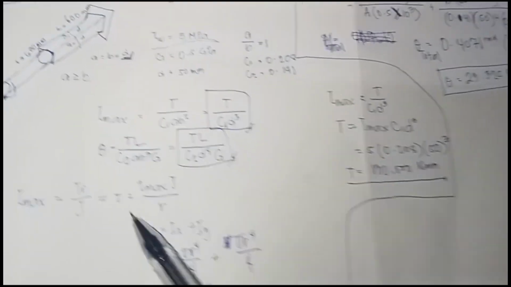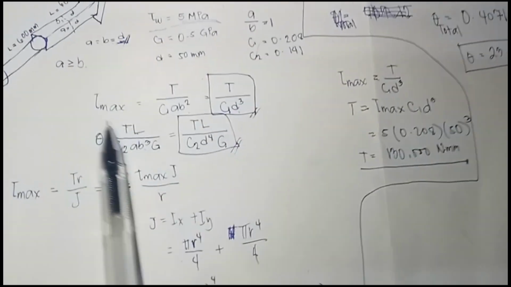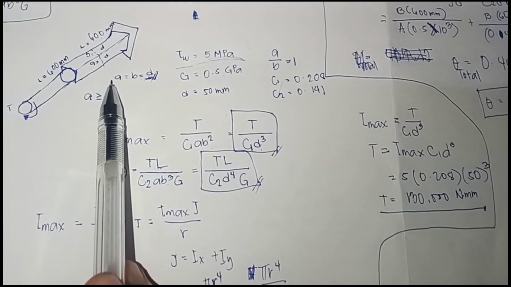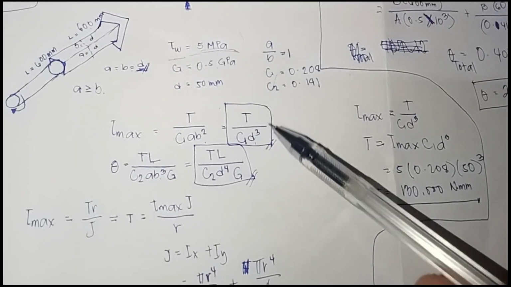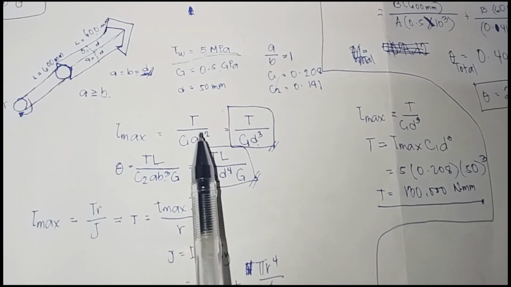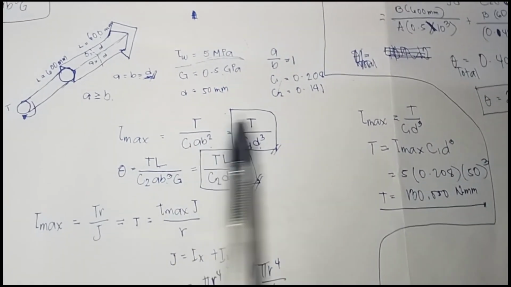So since we know that we have the formula of tau max equals torque over C1 A B squared, and since equal naman ang A and B, pwede na to siya mabuhat nga tau over C1 D cubed. Since ang A ilis na to D, ang B ilis na to D, so D times D squared equals D cubed.